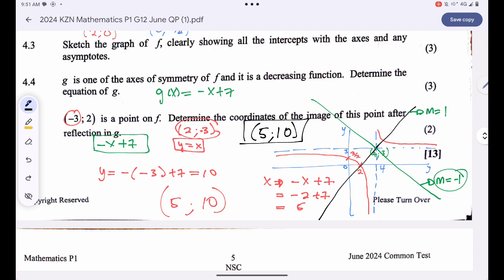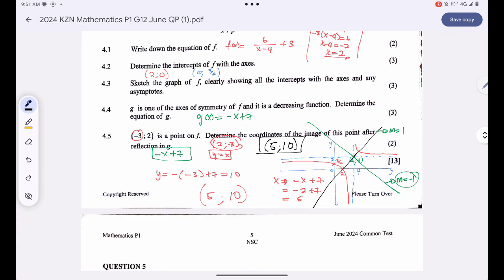That's how, guys, we're supposed to deal with the fourth question over there.